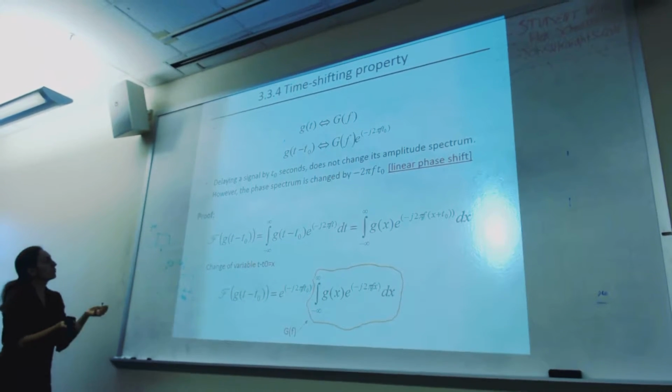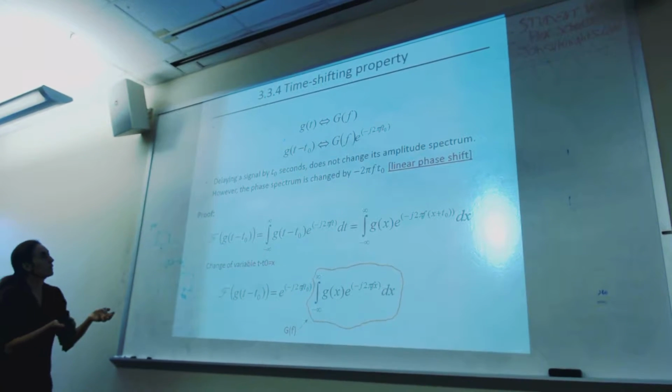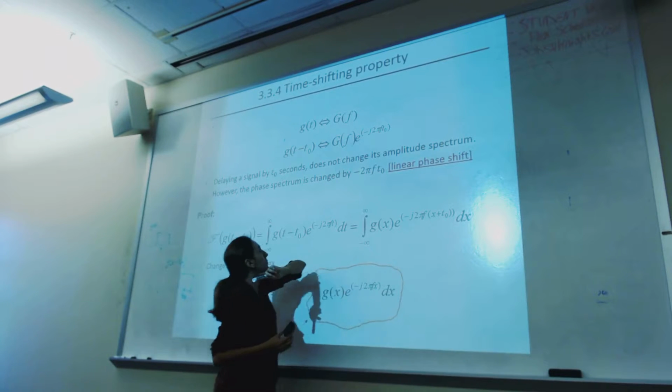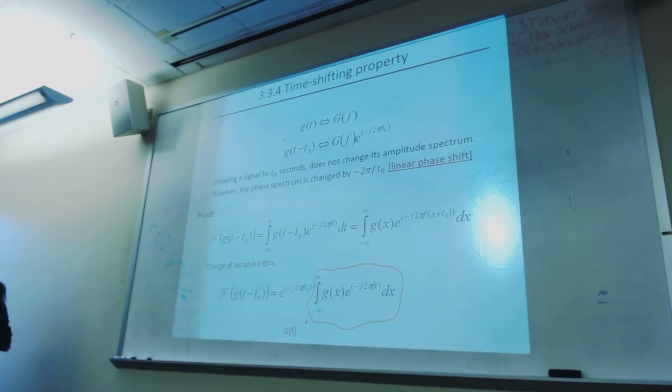So what happens in the frequency domain? I'm going to have the same G of f, just multiplied by an exponential. In formula, it's e to the minus j 2 pi f t naught, where t naught is the exact amount of the shift. Very good. We can prove it, and the proof is easy.